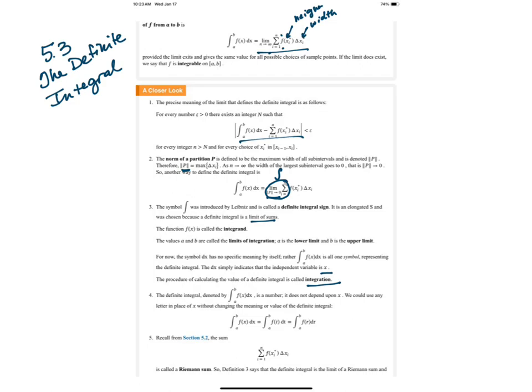This business is a Riemann sum. The limit notation is Riemann sum on steroids. We calculated Riemann sums yesterday, so that's why I'm not super interested in getting into the weeds of this text, because we've done this already. Turn your page over to page 416.